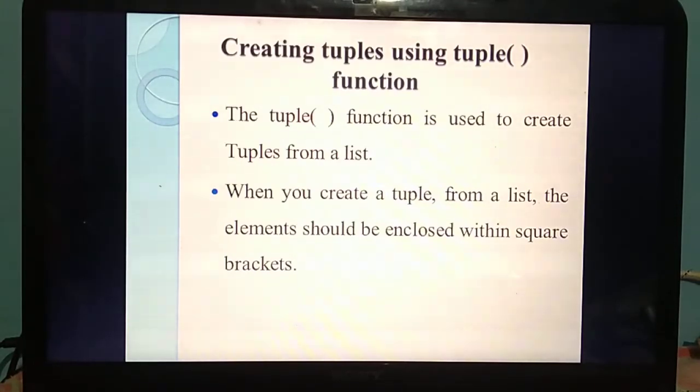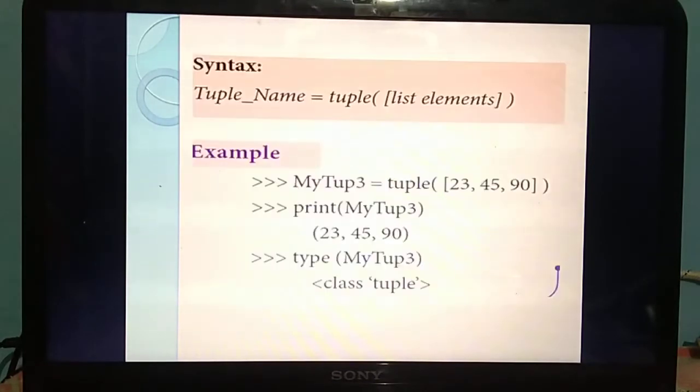So if you need to create a tuple from a list, all the elements, whatever elements you have given, need to be enclosed within square brackets. Understand? So you have studied two points. What are the points? The tuple() function is mainly used to create tuples from a list, and all the elements need to be enclosed within square brackets. Now see this example as well as the syntax.